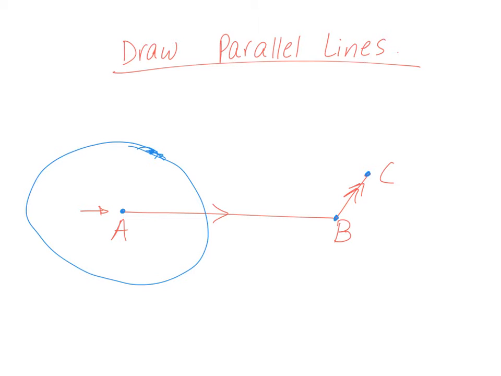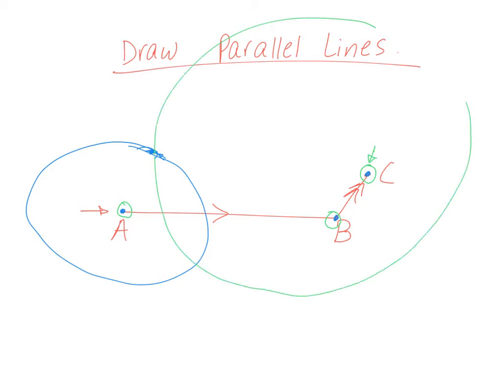Now we need another circle. We need the length AB at point C. So we'll measure this length and draw a circle with center C, right? So we'll get something like this. So see where they intersect. If you join, you'll get your parallelogram.